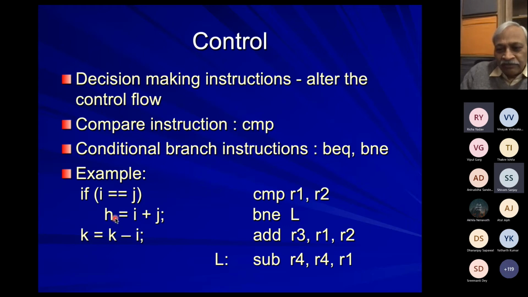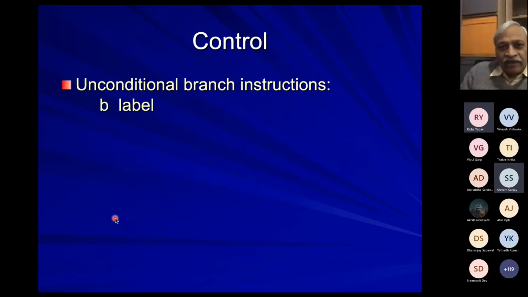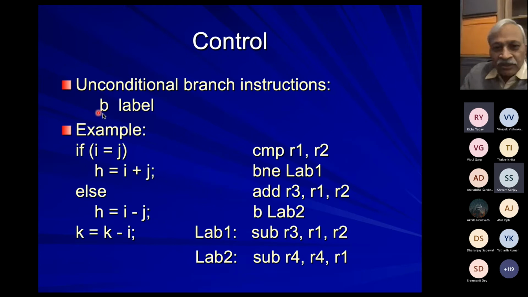Another example where you have an else part as well, we would need an unconditional branch instruction also, which is just abbreviated as B. So here you have if I, okay, this should have been comparison sign equal equal. If I equal to J, we have this addition done, otherwise this subtraction done, and in both cases K equal to K minus I is done. So you have comparison as in the previous case. Branch if not equal to label 1, that is this instruction.